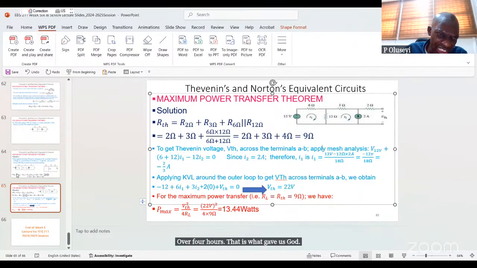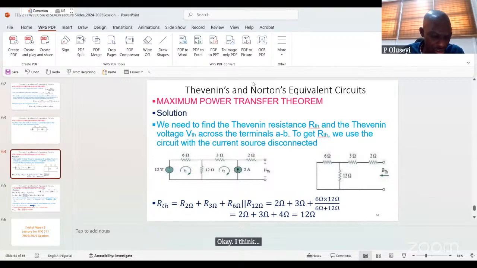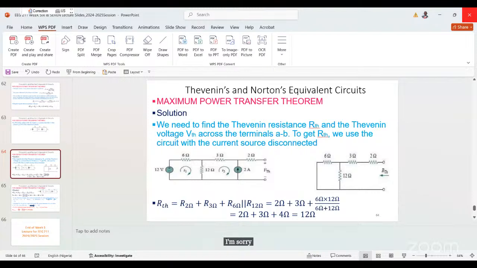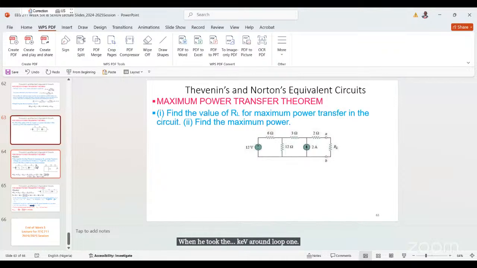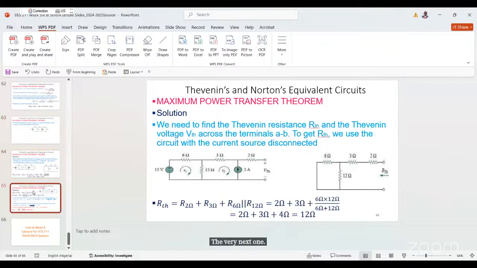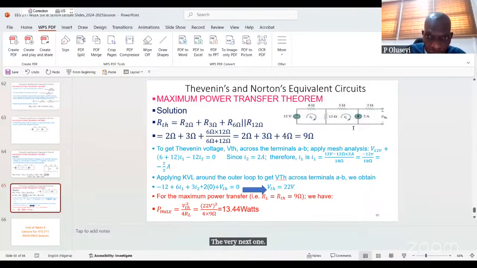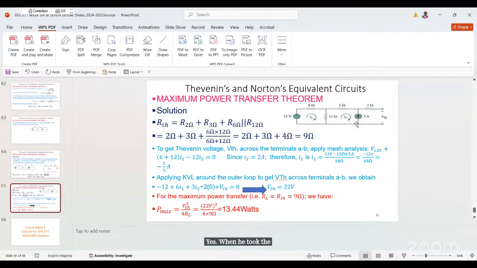Okay. I think my other question will be... I'm sorry, sir. Yes, go on. Sir, can you help me go to the very next slide? I saw something. When you took the KVL around loop 1, the very next one. This one? Yes. When you took the KVL around loop 1, you used positive 12 as against negative 12.